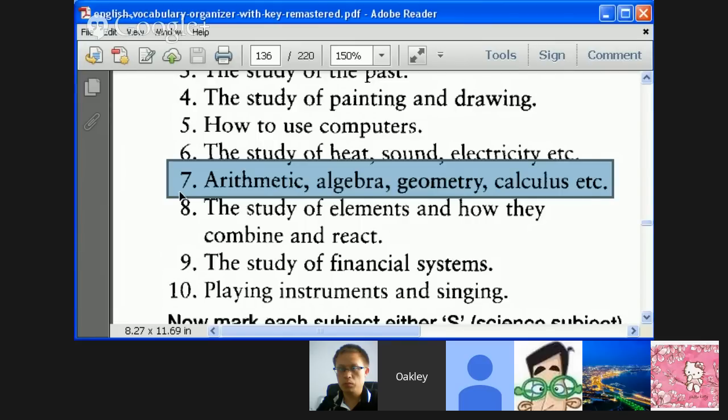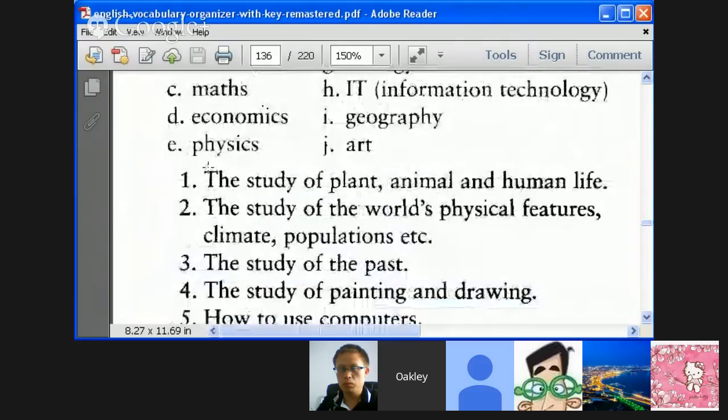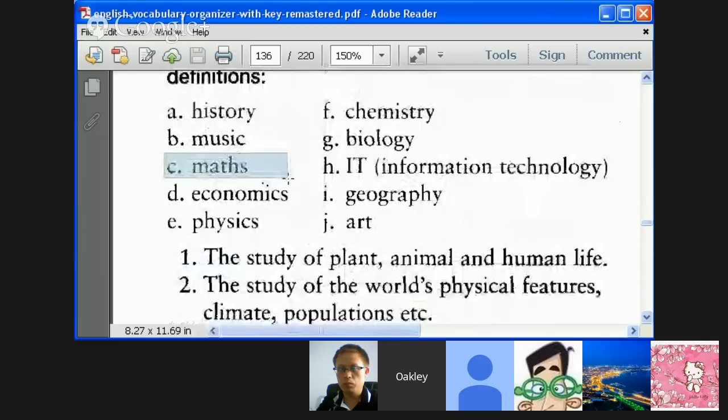Arithmetic, algebra, geometry, calculus, etc. Yeah, obviously. Obviously, math. Math. Okay, important point here.